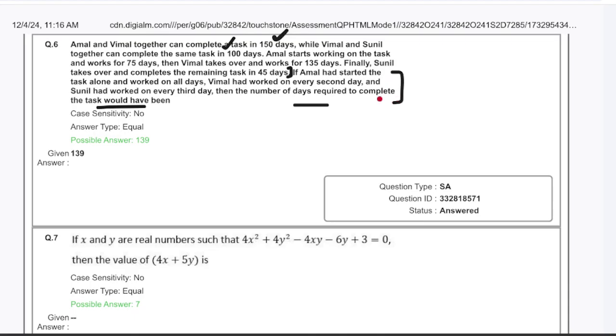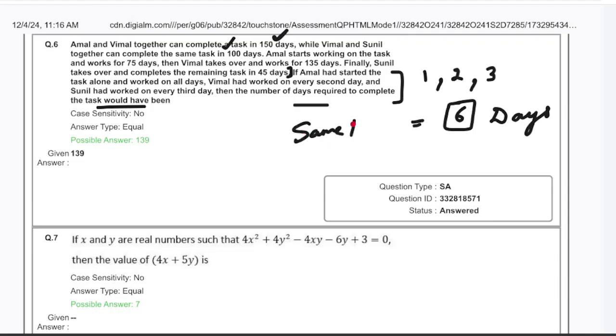Now, whenever this kind of question comes, we take the LCM of the frequency of the work they are doing. Like Amal is doing daily, that is one, Vimal is doing on the second day, that is two, and Sunil is doing on the third day, that is three. That means LCM of 1, 2, 3 is 6. That means for every 6 days, the same number of units will get worked. So every 6 days, we're going to have the same number of units. So by using this property, we're going to solve the question ahead.